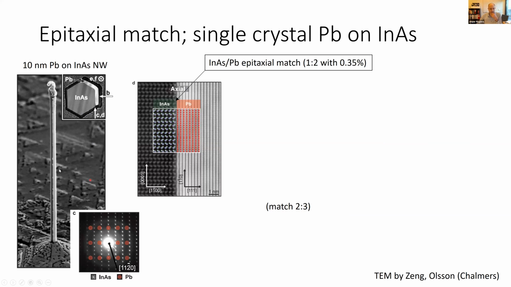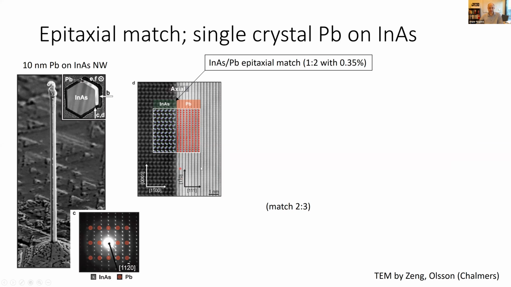Here is one example of an indium arsenide wire with the lead evaporated on two facets on the side at low temperature, 10 nanometers of lead evaporated by e-beam evaporation. It seems pretty smooth. A cross section shows a profile like this, an indium arsenide core and a lead coating on the side. And if you do high resolution electron microscopy, it's actually a pretty good match with the indium arsenide side matching the lead crystal on the right-hand side, such that one unit cell of indium arsenide matches two planes of lead with a mismatch that's below 1%. This is also confirmed by modeling.